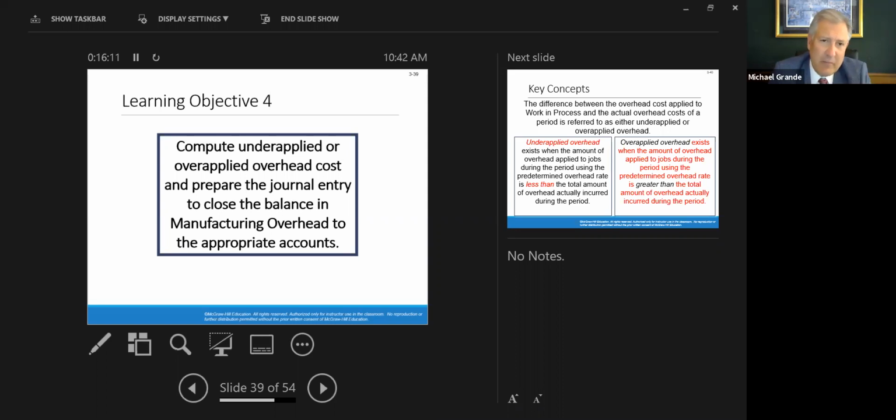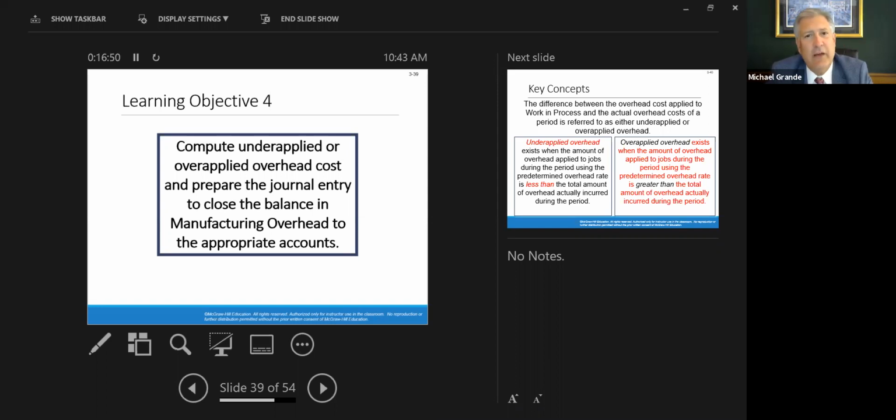Now, the manufacturing overhead T account has debits and credits. The debits in the manufacturing overhead T account represent actual costs for indirect materials, indirect labor, and other factory costs. The credits in the manufacturing overhead T account represent amounts applied to work in process, amounts transferred out to work in process. Based upon the formula, manufacturing overhead applied equals the predetermined overhead rate multiplied times actual activity.